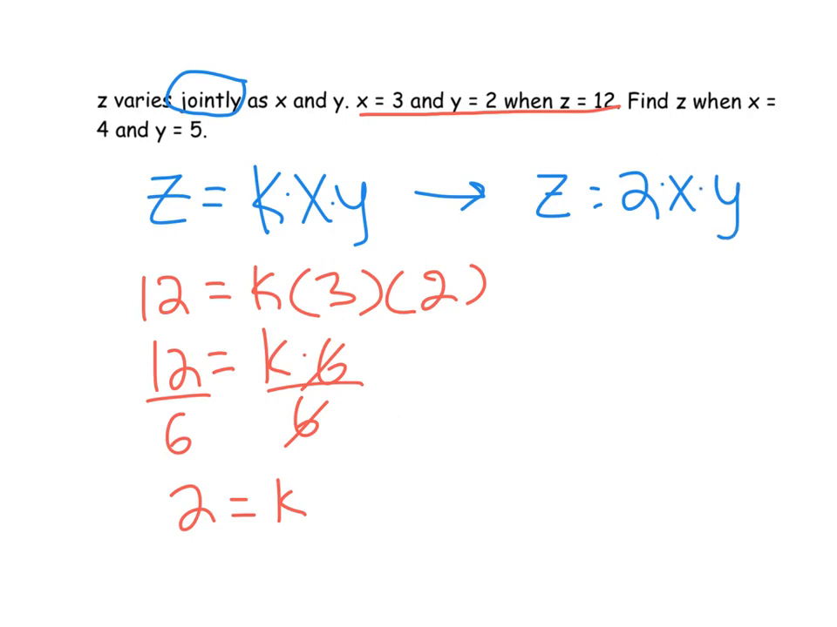Now we're going to find z when x is 4 and y is 5. So z equals 2 times 4 times 5. So that's 2 times 4, 8, times 5 is 40.